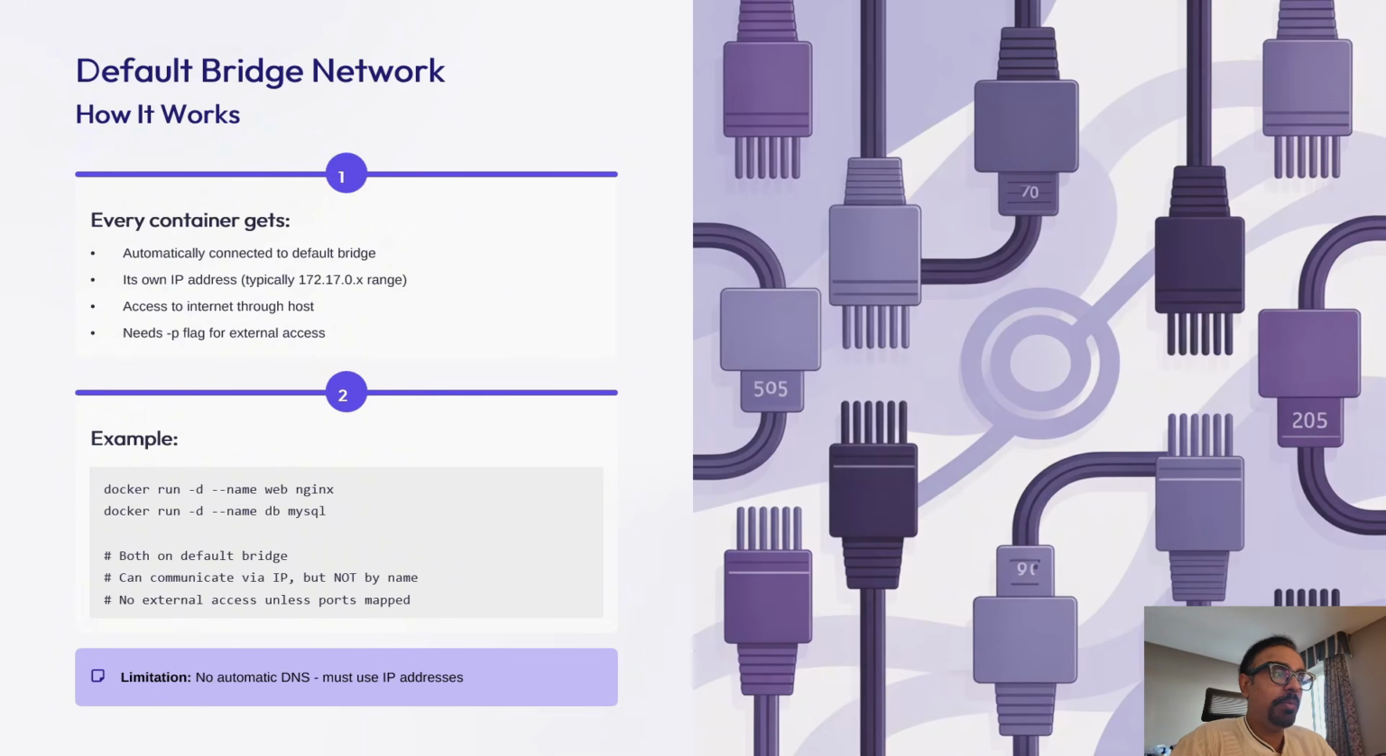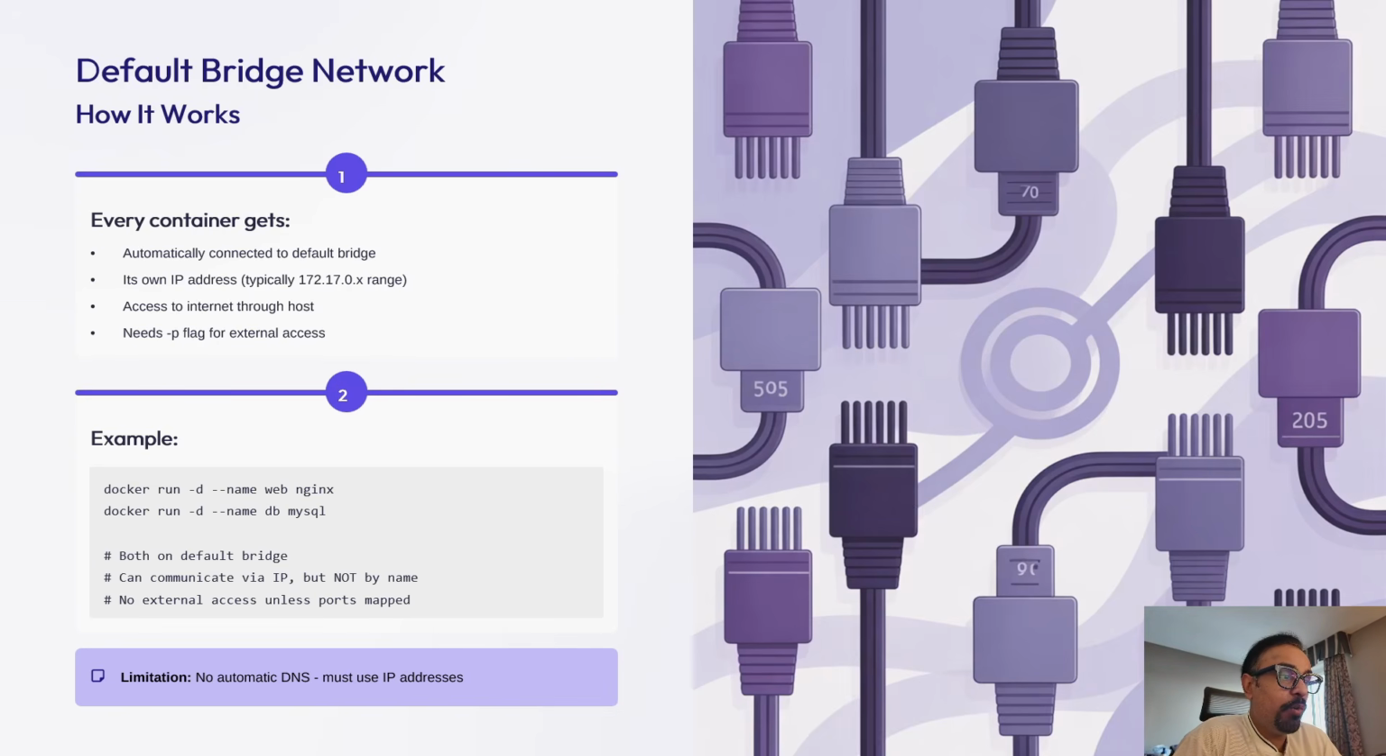Let's start with the default bridge network, which Docker creates automatically. When you run a container without specifying a network, it connects to the default bridge. Each container gets its own IP address, typically from the range 172.17.0.x, which keeps on changing. And Docker sets up routing so containers can access the internet through the host machine. However, for external clients to access a container, you must explicitly map the port using the -p flag that I have already shown you. That is host to container mapping, right?